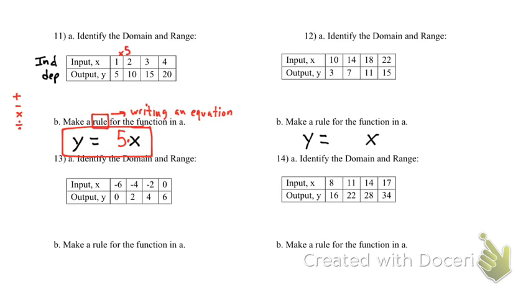I want you to, again, do the same process here, but I want you to do it for 12, 13, and 14. Figure out the rule, just like we figured out the rule here was multiplying by 5 to each x. Figure out the rules here.